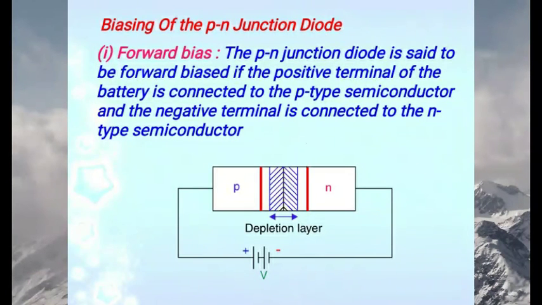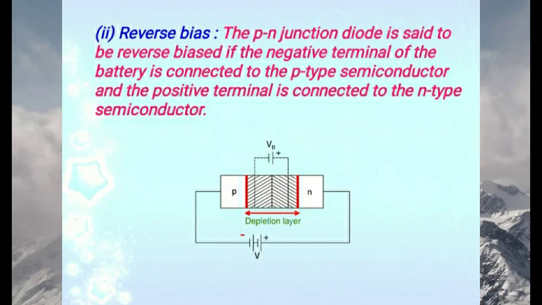Biasing of the PN junction diode. The first one is forward bias. The PN junction is said to be forward biased if the positive terminal of the battery is connected to the p-type semiconductor and the negative terminal is connected to the n-type semiconductor. In the p-type semiconductor the holes are present, and in the n-type semiconductor electrons are present. The like charges repel and push toward the junction, and the depletion layer decreases.